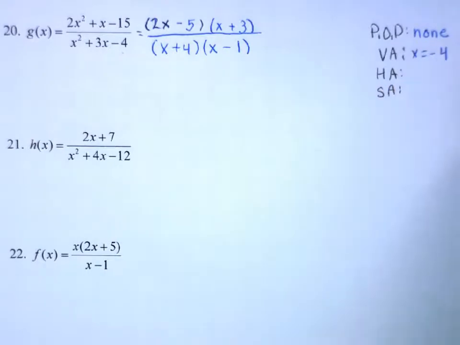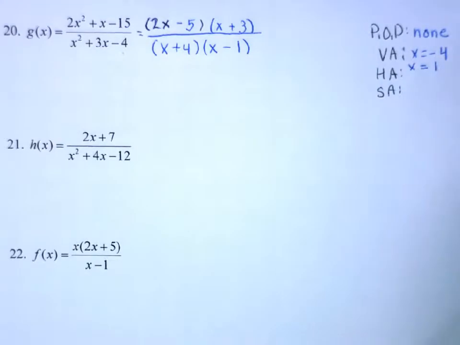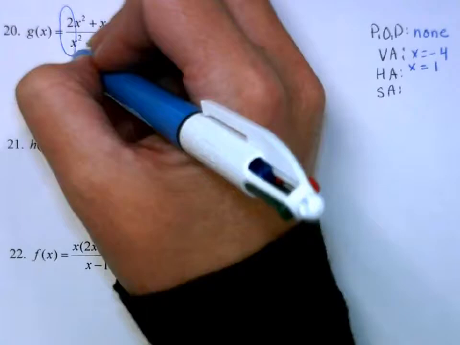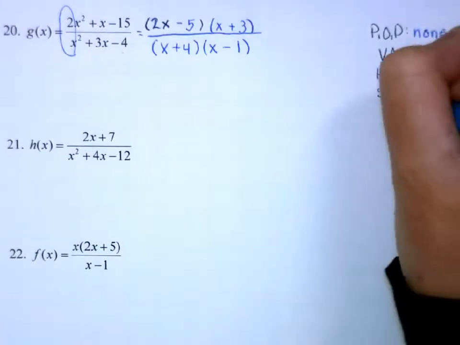Horizontal, the limit as this goes to infinity, we have the same degree, so it's going to be the ratio of the leading coefficients. So that's going to be y equals 2, and again there's no slant asymptote.